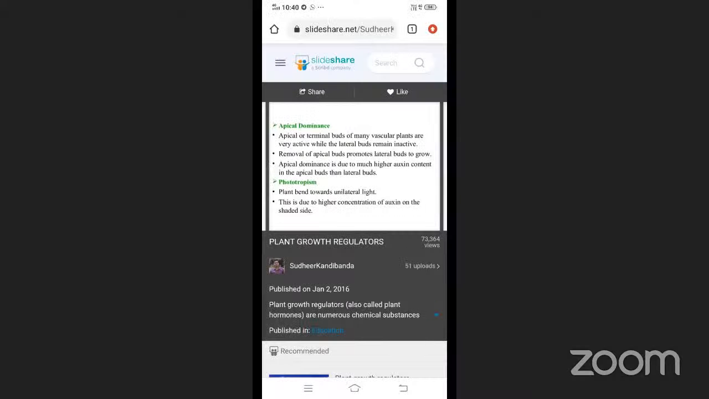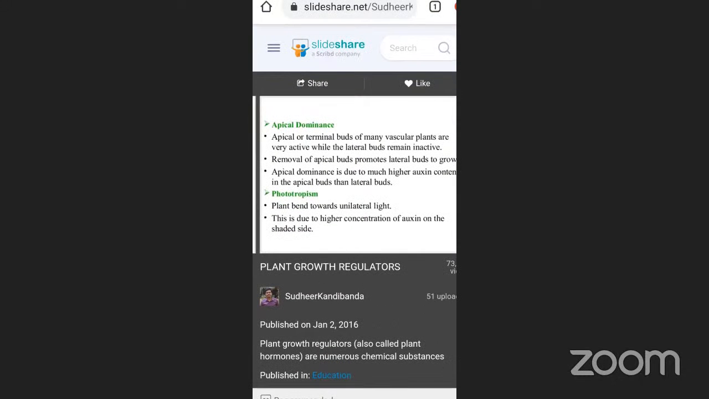The next one is apical dominance. In some plants, the terminal bud is dominant and inhibits the growth of the lateral buds. This phenomenon is called bud inhibition. It is generally controlled with the help of auxin. The apical buds only gradually develop, then the lateral buds. So what happened here? If we cut the apical bud, like in a potato tuber or any other plant, then the lateral buds also grow.